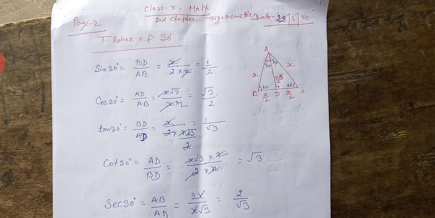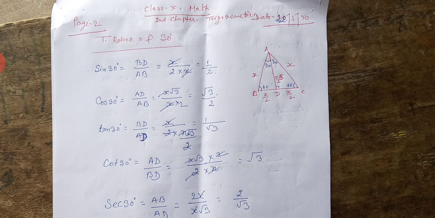Now sin 30 degree is equal to BD by AB. Putting the values of BD and AB, x by 2 into x is equal to 1 by 2. Cos 30 degree is equal to AD by AB is equal to x root 3 by x into 2. X cancels. Here we get root 3 by 2. Now tan 30 degree is equal to BD by AD is equal to x by 2 into x root 3 by 2. 2 cancels. Here we get 1 by root 3.